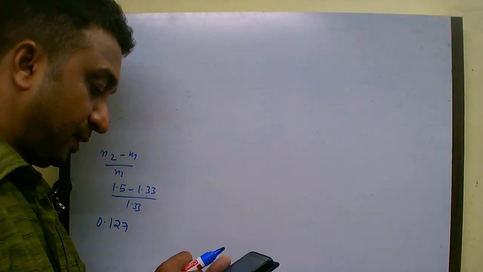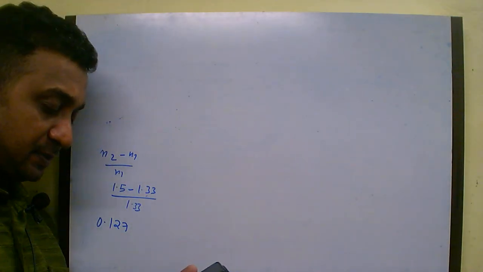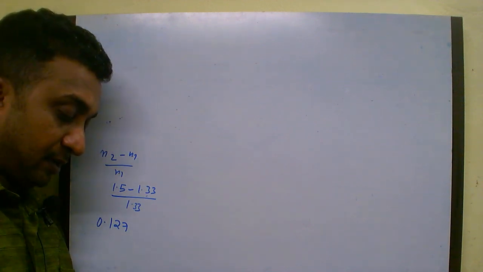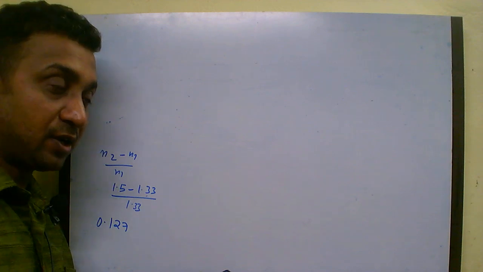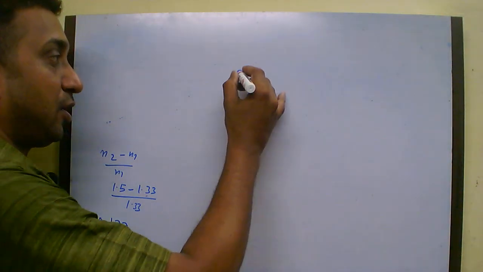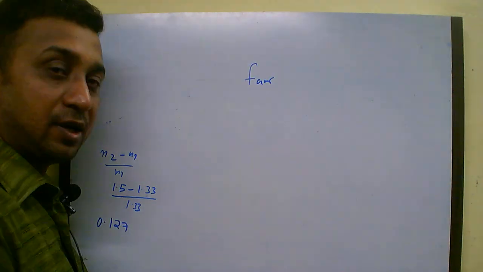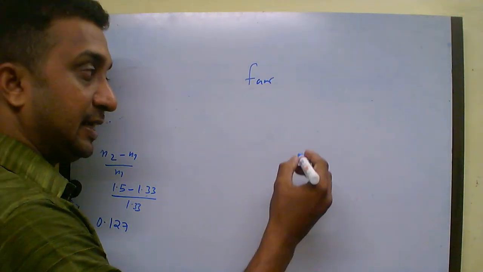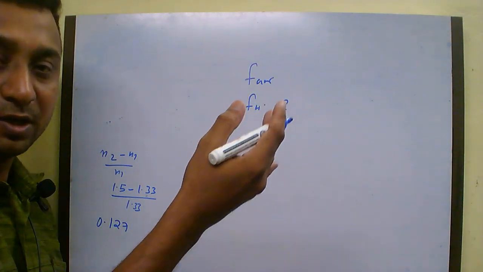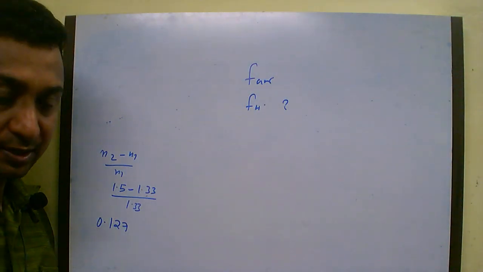The question is, if a lens is placed in water, how will its focal length change? Consider a convex lens of focal length f, where f is the focal length in air. Now you are placing it in water. What will be the focal length? Will it be more than the focal length in air, or less than the focal length in air?